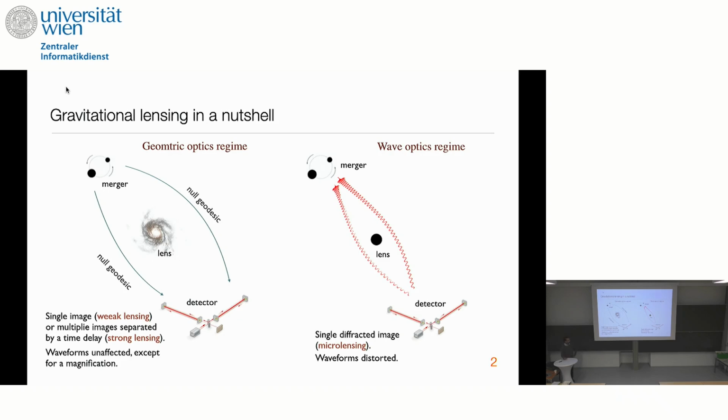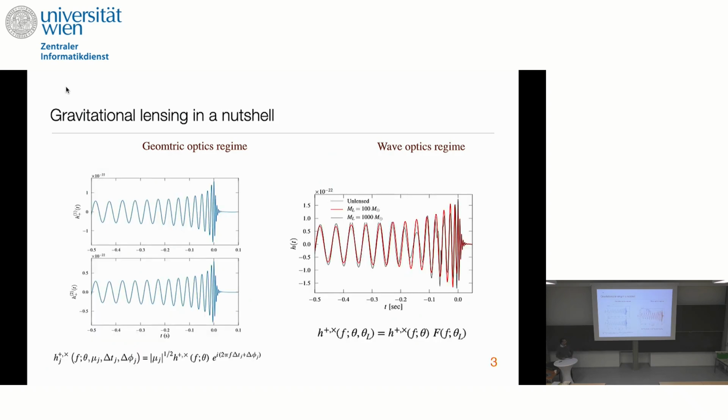The second regime, which is very hard to observe in electromagnetic waves, is the wave optics regime, where the typical scales are comparable with the wavelength of gravitational waves. You can see very interesting diffractive phenomena, which will deform the observed gravitational waveform. So basically, the cartoon here: in the case of geometric optics lensing, you see a magnification almost always. You might get multiple images which look the same, except for a relative change in the magnification, a time delay, and a phase difference also.